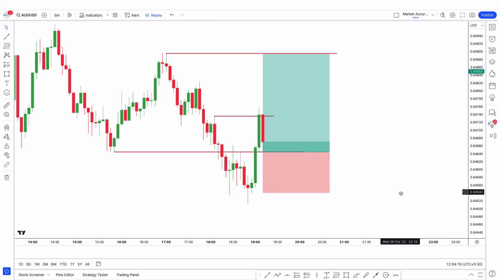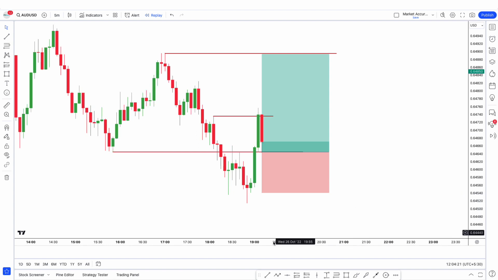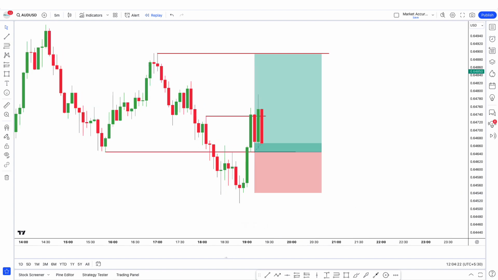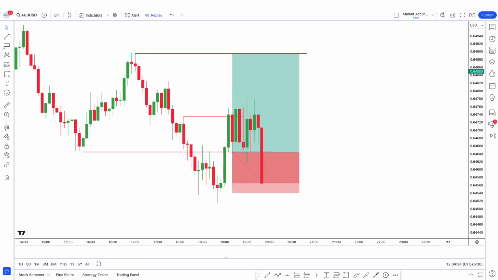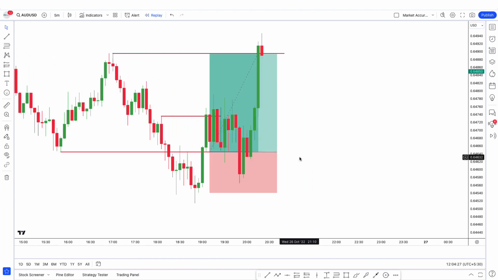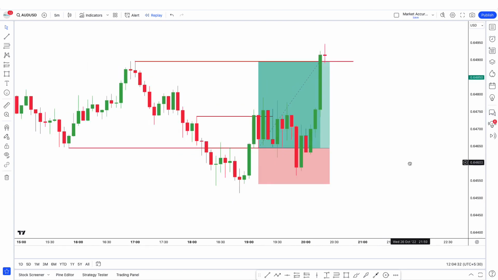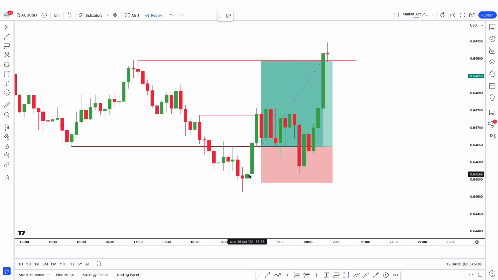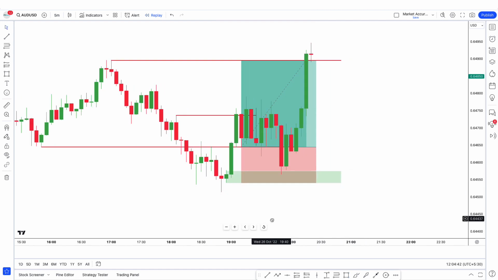So we already have our entry. But let's see how this plays out. And boom, we came back and mitigated this order block right here. And we just pushed back up. So you can see how well this strategy works.